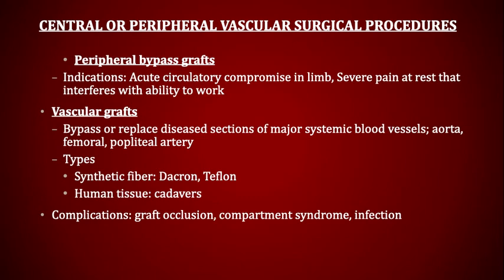We have peripheral bypass grafts and vascular grafts. With the peripheral grafts, the indicators are acute circulatory compromise in a limb or severe pain at rest that interferes with the ability to work. With vascular grafts, they bypass or replace the diseased section of a major systemic blood vessel that's pretty large and has to be replaced. Complications can be graft occlusion and compartment syndrome, as well as an infection that can occur with either peripheral or vascular grafts.